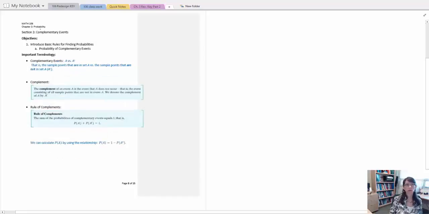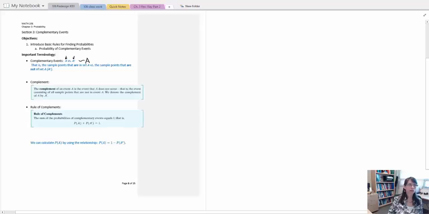In section 3, we're talking about complementary events. An example of complementary events are event A versus A complement. You'll notice A raised to the C. That is one way to show the complement of event A. Another way to write the complement of event A would be the tilde A. So you have your choice between A complement or tilde A. Both represent the complement of event A.